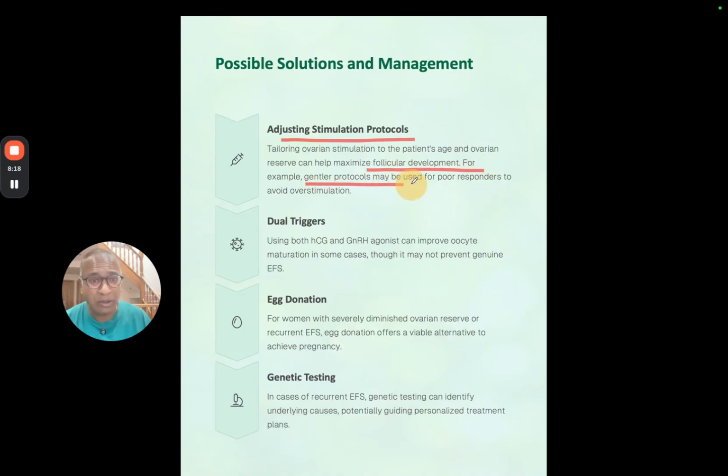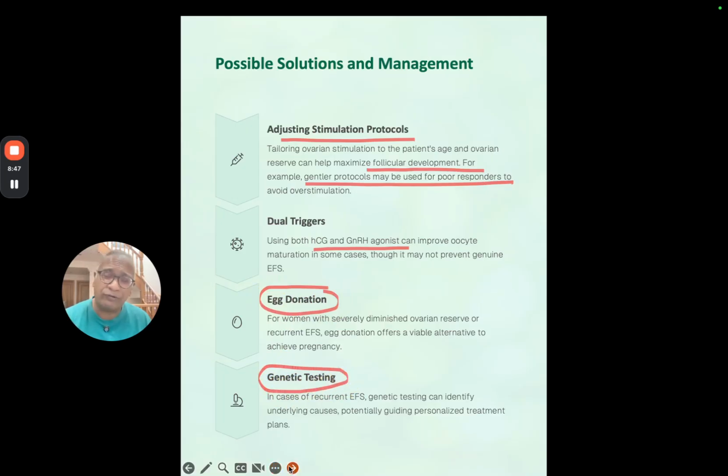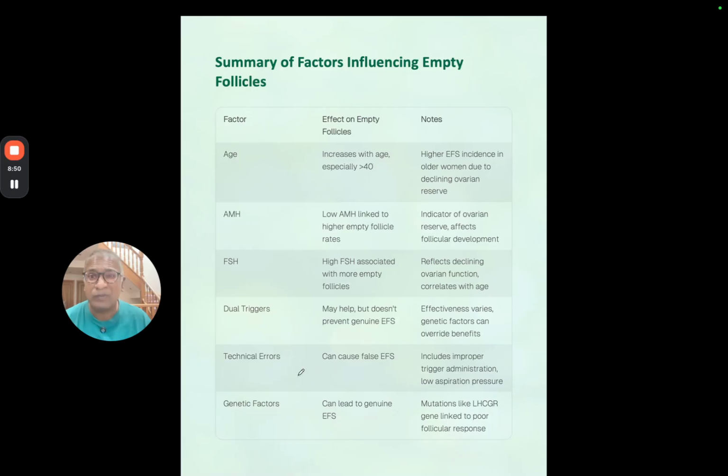Sometimes a gentle protocol allows for a better growth of follicles rather than a faster growth of follicles. Sometimes you see follicles grow super fast, in about 8 or 9 days, and in those cases you will see a large number of empty follicles. Another option is using both HCG and GnRH agonist. When it repeats, egg donation is one option. Then there is genetic testing, which is difficult because it is very hard to find out which exact gene may be responsible.